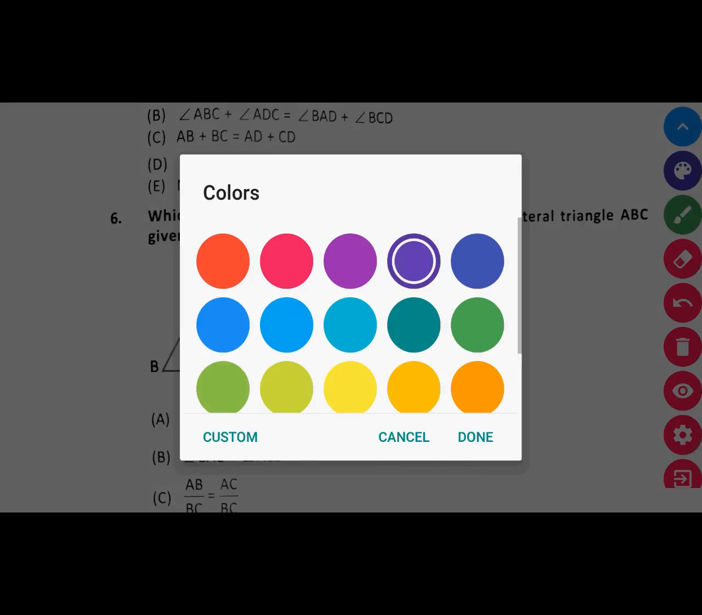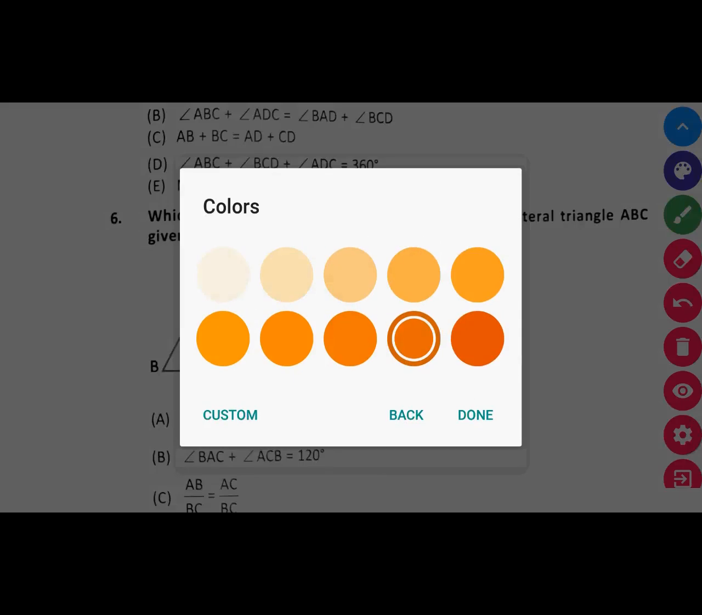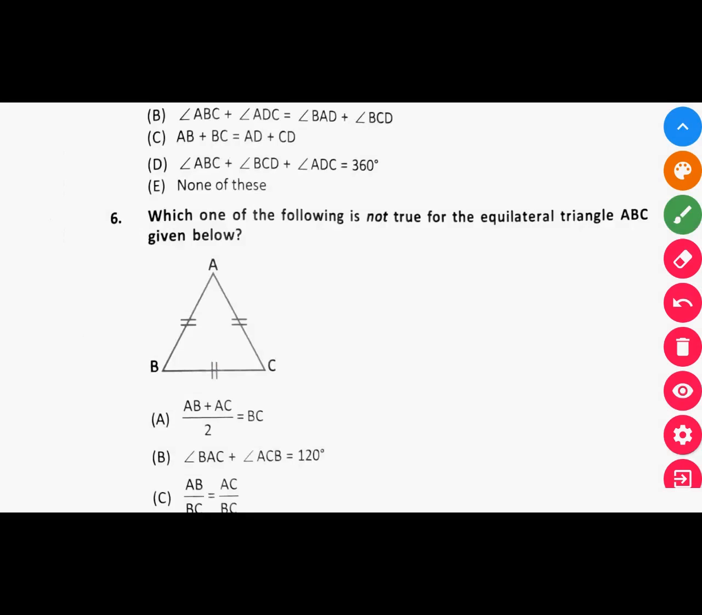Not understood. But 5 questions are remaining. We'll solve and then we'll stop.